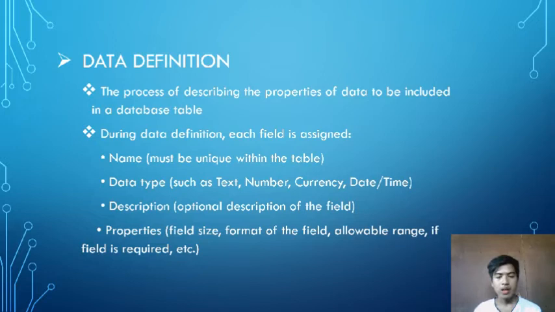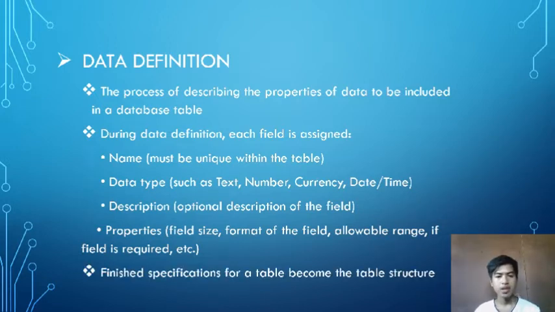The fields in the database table are the components that provide structure for the table. Without these components, which are the name, data type, description, and properties, you cannot make your database table. And the finished specification for the table becomes your table structure.